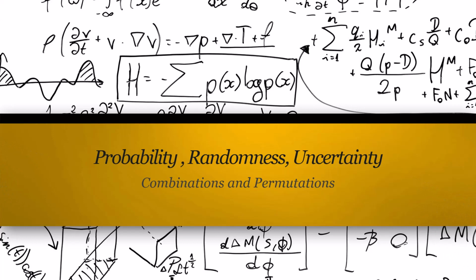Hi everybody, in this video we are going to start section 4 of chapter 4, and specifically we're going to talk about combinations and permutations. This is a subset of a much larger topic called combinatorics, the science of counting objects in a collection.